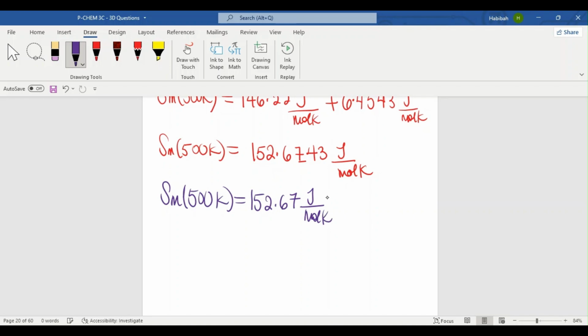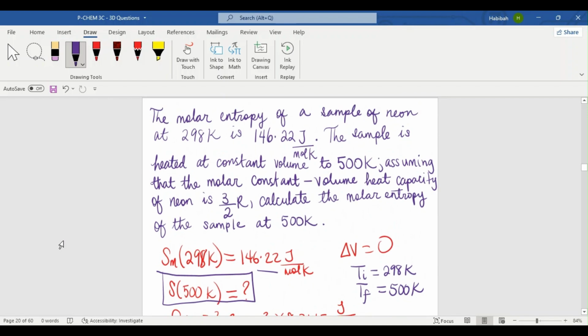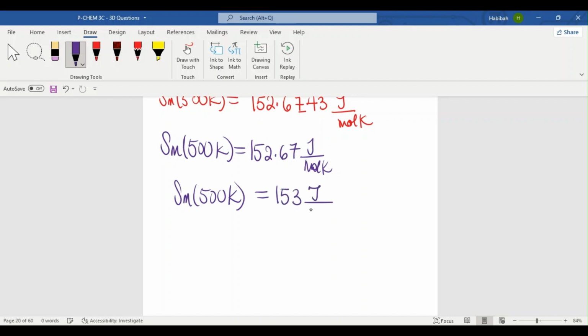And I also wanted to mention that it's possible that you could also write this in three sig figs because we have 298 Kelvin here in three sig figs. In case your professor asks you to solve this in three sig figs, what you end up with is simply that the molar entropy at 500 Kelvin is 153 joule per mole Kelvin. So this one is in two decimal places. This one is in three significant figures.